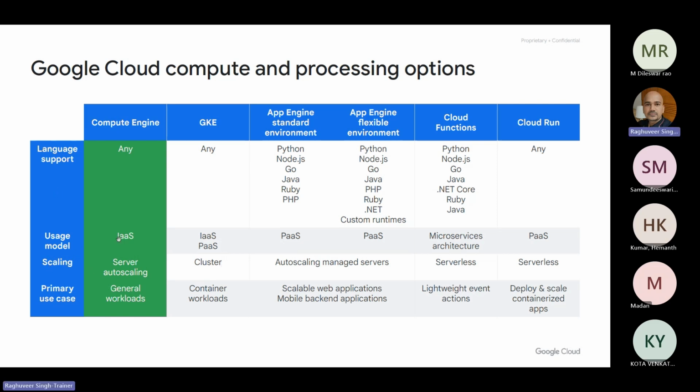Does it support scaling? Yes, Compute Engine supports server auto scaling. You can auto scale, scale up and scale down in real time based on certain thresholds. GKE is a cluster based application. So you basically create a cluster of nodes and those nodes are containing pods. Pods are running containers. Containers are hosting applications. So it's cluster based. App Engine supports auto scaling. Cloud Function is serverless and Cloud Run is serverless.